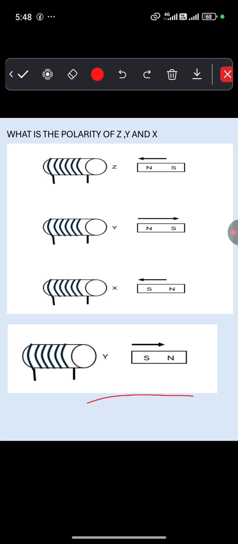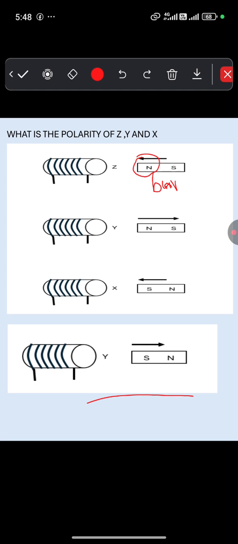We continue. Now we want to determine the polarity. Okay, we want to determine the polarity. So now this is a bar magnet. This bar magnet has got a north pole and a south pole. You should focus on the front pole. You focus on the front pole.